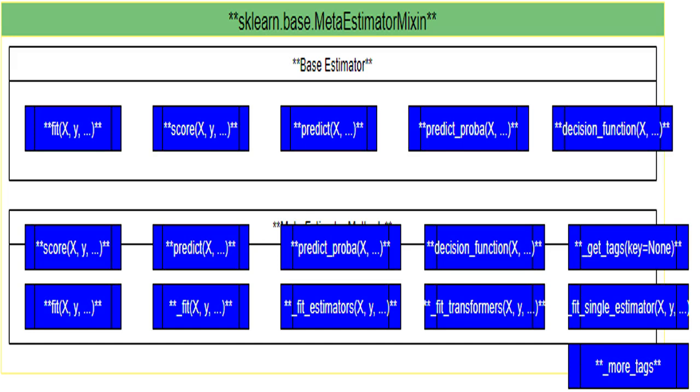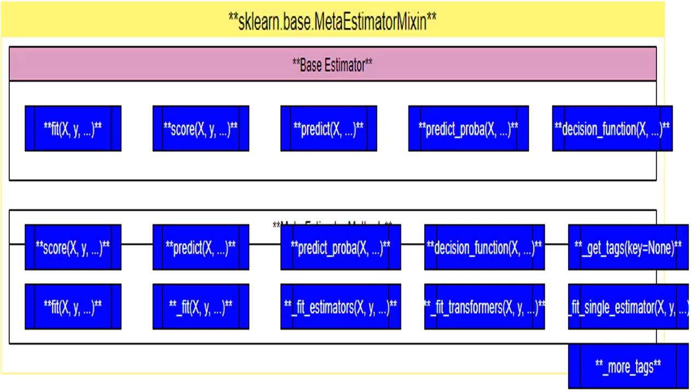sklearn.base.MetaEstimatorMixin. This represents a meta estimator in sklearn, which is an estimator that wraps around other estimators. Base estimator. This component encapsulates the core functionality of a standard estimator. Fit X, y. Trains the estimator using the given input data X and target labels y. Score X, y. Evaluates the estimator's performance on given data.